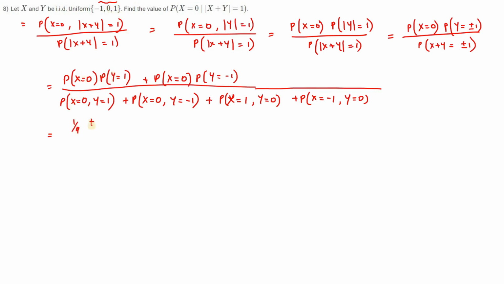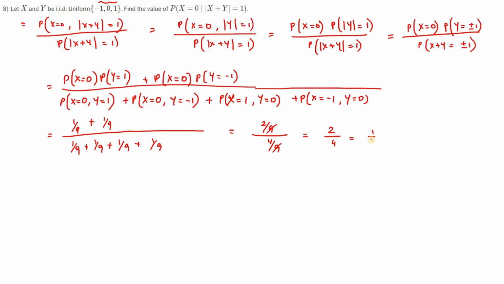And what about the next term? Again this is also 1 by 9, right? So all the terms will have the probability as 1 by 9. So what is this? This is again 1 by 9 plus 1 by 9 plus 1 by 9 plus 1 by 9, which is nothing but 2 by 9 whole divided by 4 by 9. 9 will be cancelled. What is remaining? 2 by 4, which is nothing but 1 by 2.